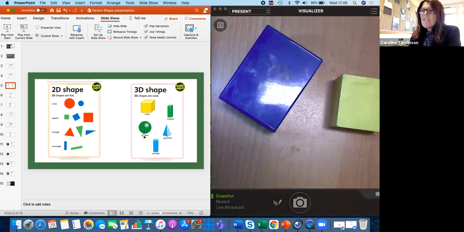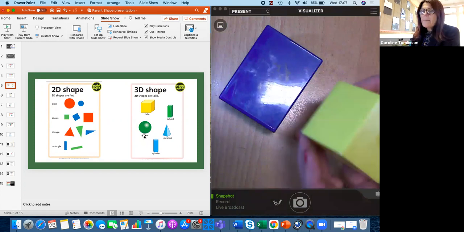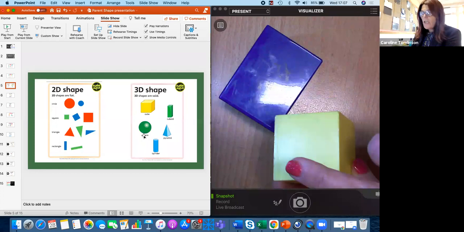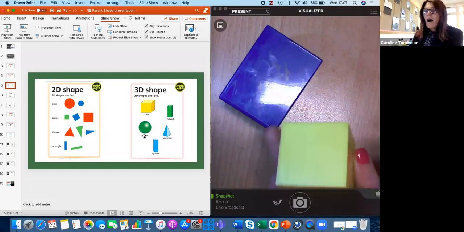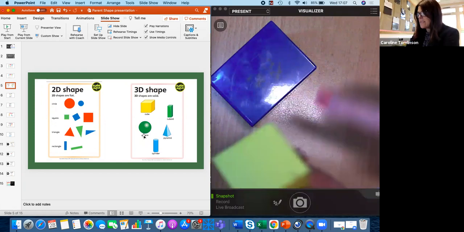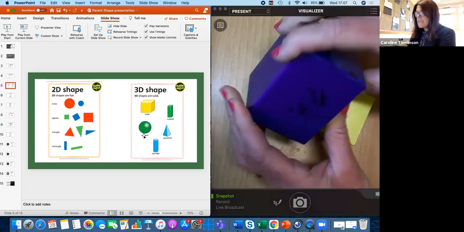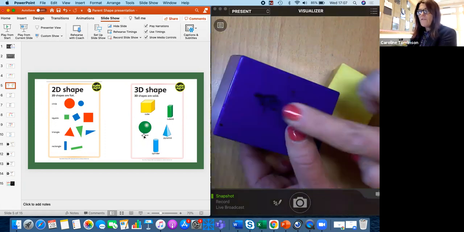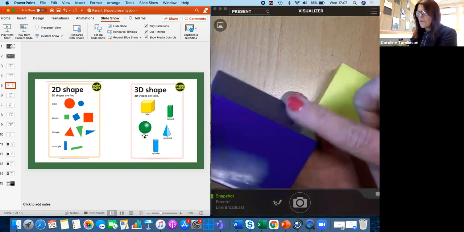Now, a 3D shape we would describe as a shape that takes up the space and its faces. So for example, a cube, the faces are squares. So a cube has got square faces. A cuboid is different because it's got 2 square faces and 4 faces that are rectangles.